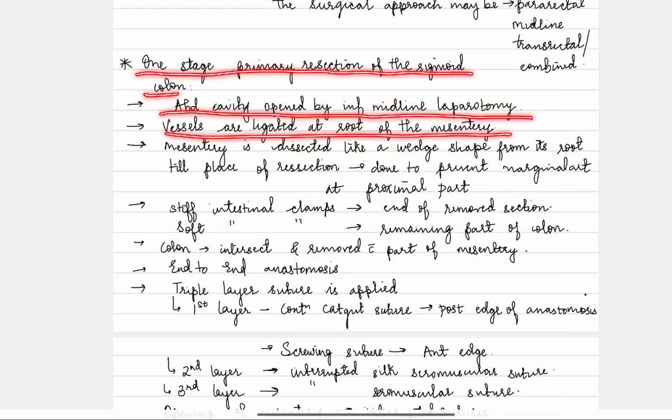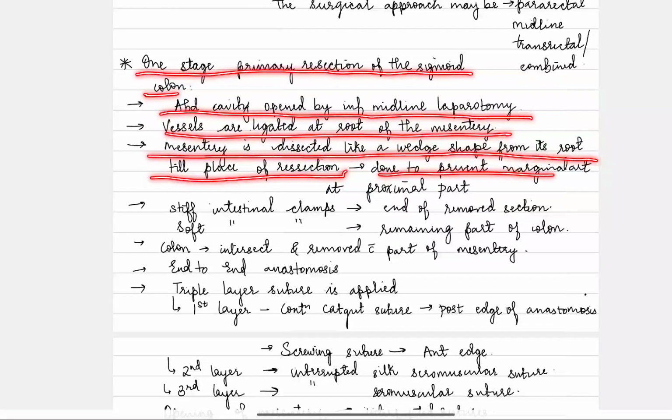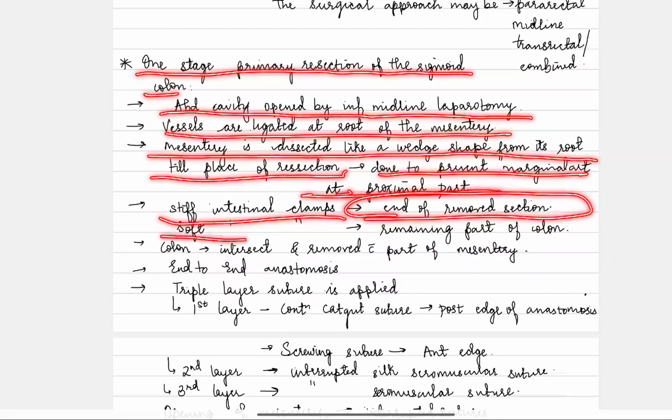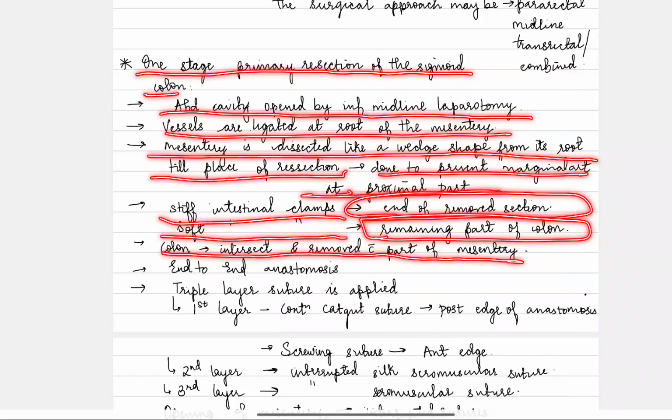Vessels are ligated at the root of the mesentery. The mesentery is dissected wedge-shaped from its root to the place of resection. It is done to preserve the marginal artery at the proximal part. A stiff intestinal clamp is placed at the end of the removed section and a soft intestinal clamp at the remaining part of the colon. The colon is intersected and removed with the part of the mesentery.